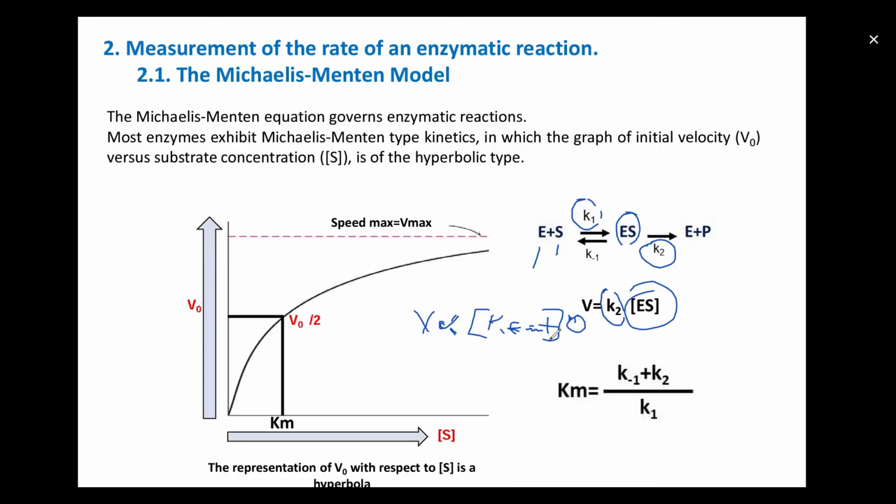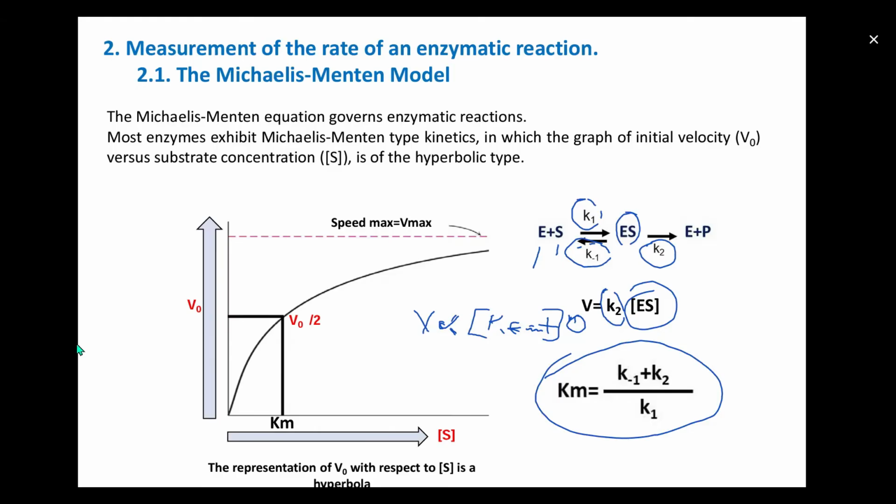So to get the Km of this reaction, where Km is the Michaelis Menten constant, we take minus K1 plus K2 all over K1. It will give us the Michaelis Menten constant.